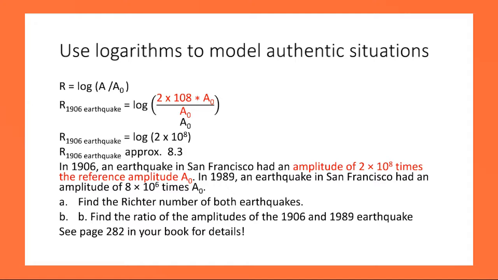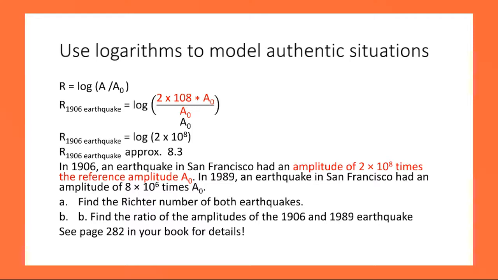In the problem, it said the amplitude was 2 times 10 to the 8th times the reference amplitude, A sub 0. So that is our numerator, 2 times 10 raised to the 8th times A sub 0, all divided by A sub 0. We know that A sub 0 over A sub 0 will cancel to 1, leaving us log of 2 times 10 to the 8th. When you plug this into your calculator, log parenthesis 2 times 10 to the 8th parenthesis, you should get an approximate Richter scale of 8.3.